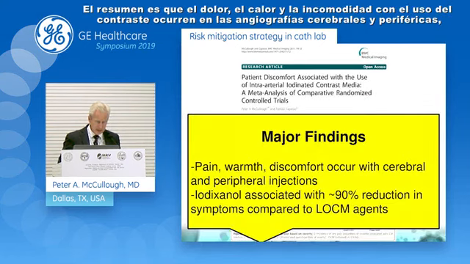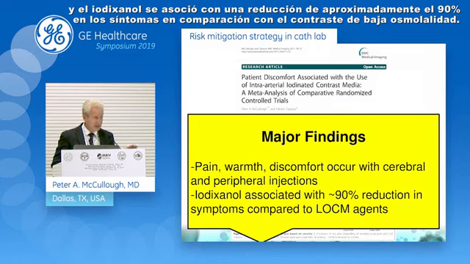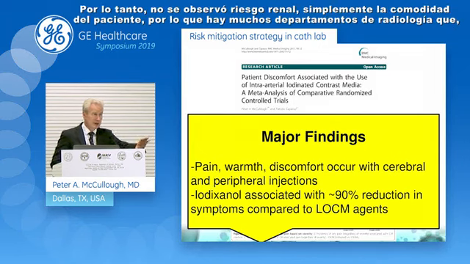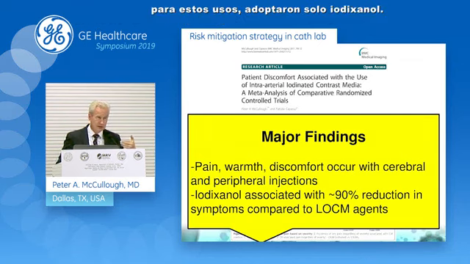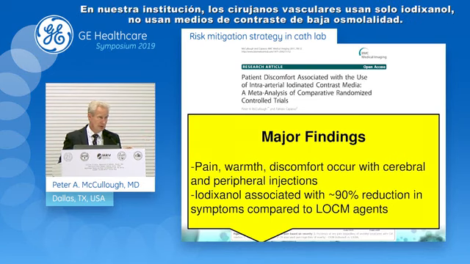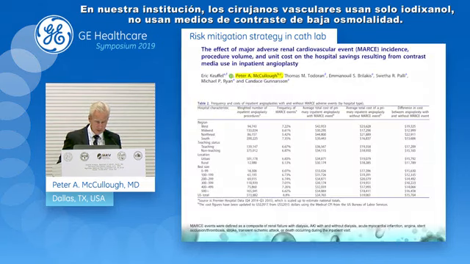And the summary is that pain, warmth, and discomfort occur with cerebral and peripheral injections of contrast. Iodixanol was associated with about a 90% reduction in the symptoms compared to low osmolar contrast agents. And so here, it's not looking at the kidneys at risk and just simply the comfort of the patient. And so there are many radiology departments that for these injections only use iodixanol. So at our institution, our vascular surgeons do these injections and they exclusively use iodixanol. They will not use a low osmolar contrast agent.